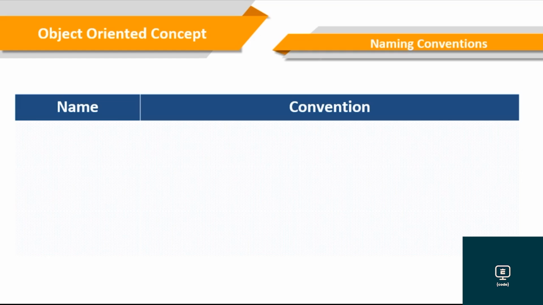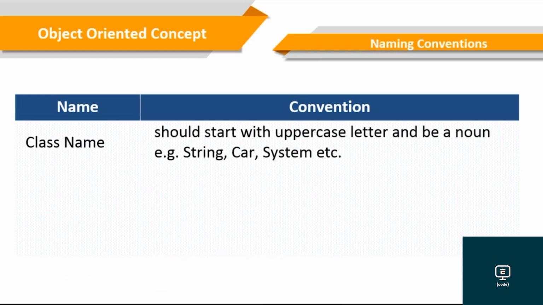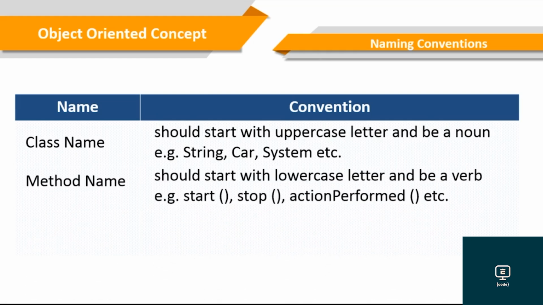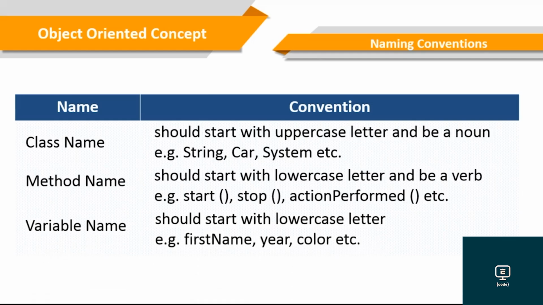Anyway, as you see here in the table, the class name should start with an uppercase letter and should be a noun. For example, String, Car, System, etc. The method name should start with a lowercase letter and be a verb. For example, start, stop, actionPerformed, etc. The variable name should start with a lowercase letter. For example, firstName, year, color, etc.